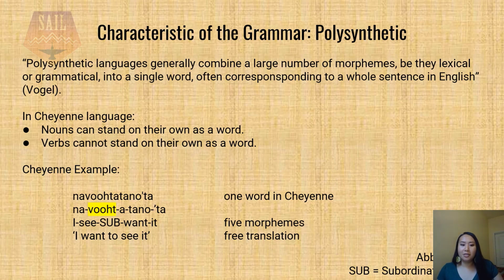So if any of you are a beginner, brand new to the study of linguistics, please note that the hyphens in the Cheyenne language examples here are not separating the syllables. They are separating the morphemes where meaning is encoded in the language. So just keep that in mind. The Cheyenne example here is considered one word and has 5 morphemes, or parts, to it. One special aspect of this is the verb, which is highlighted in yellow. It's important to note that in Cheyenne, verbs cannot stand on their own as a word.